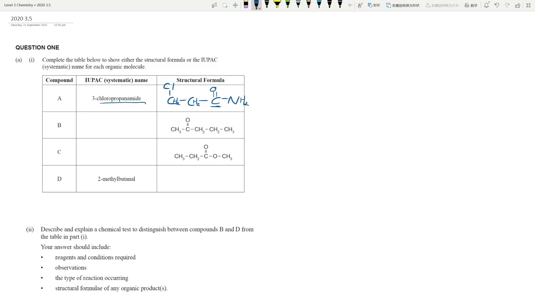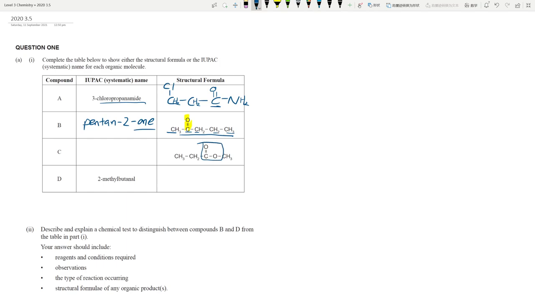Okay, next one, how do we name this? So this is the C=O functional group, which is in the middle. So this is a ketone. How many carbons do we have? 1, 2, 3, 4, 5. So it's pentan-2-one. So this is the functional group for a ketone.